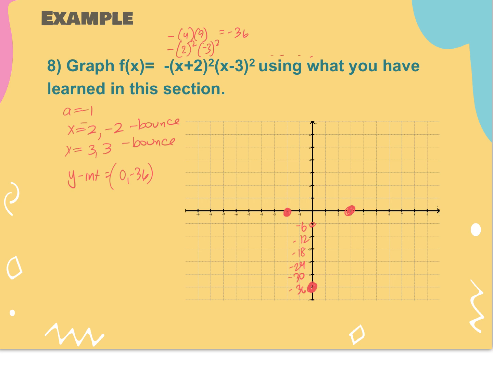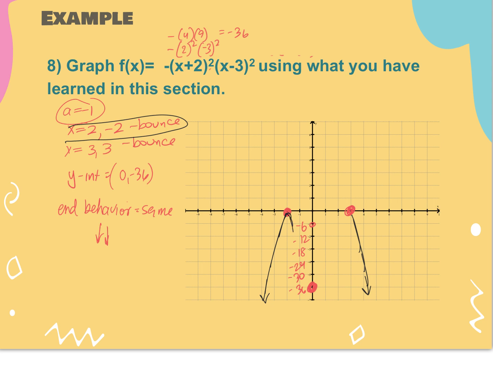And again, my end behavior. What I'm going to notice is that with this, x is going to be to the fourth power. And so x to the fourth power, my end behavior, right, is same direction. Now, the same direction, but a is negative 1, which means both down. So down, down. So my graph is going to go from here. It's going to go down, as is this one. Okay? And again, I just have to figure out what's going to happen. Now, my graph is going to bounce at negative 2, so it's going to stay down here. At some point, it's going to go through the y-intercept. It's going to come back up towards the x-intercept, and it's going to bounce off of it and head down again.